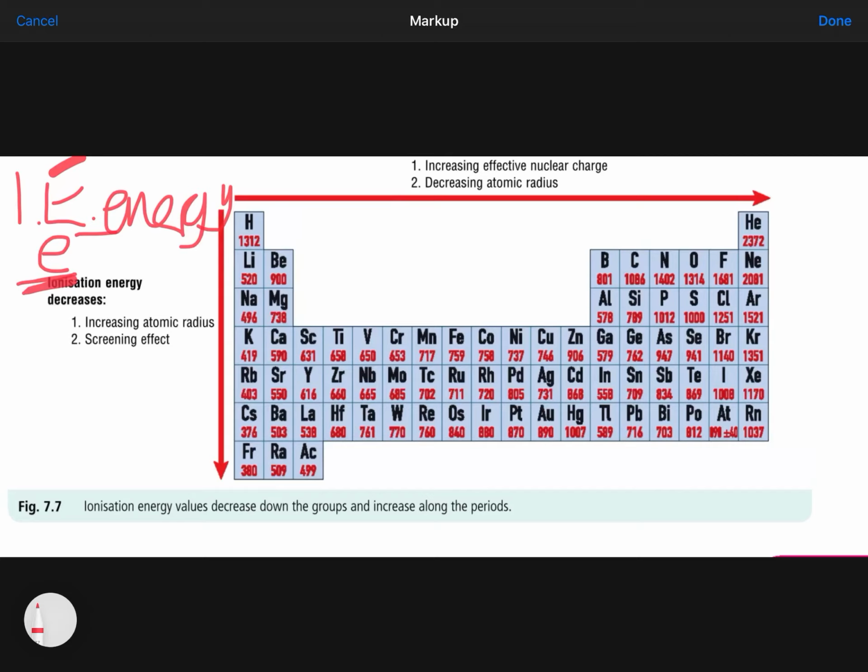Now remember, if you're taking an electron from an atom, then you're going to form a positively charged ion. So it's the energy that's required to remove the outermost electron from a neutral gaseous atom.